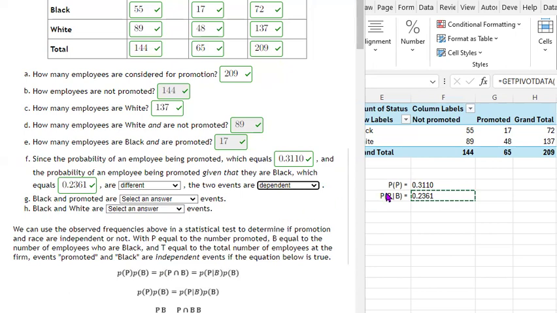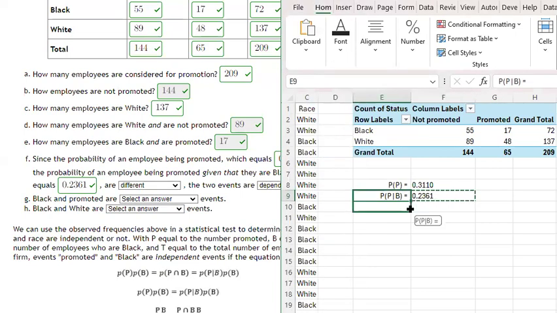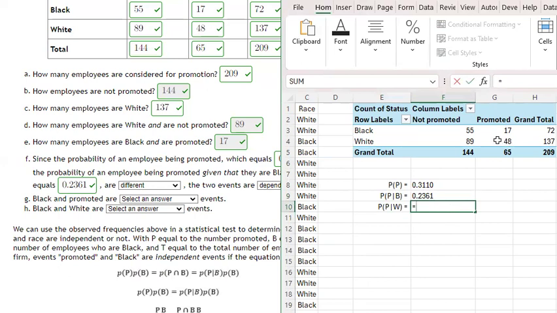Let's calculate the probability of promotion given white. So we're going to change this B to a W. And then we're going to do equal: how many white employees are promoted? 48. How many white employees are there? 137. And what I'm going to do now is put the probability of promoted in between the two.